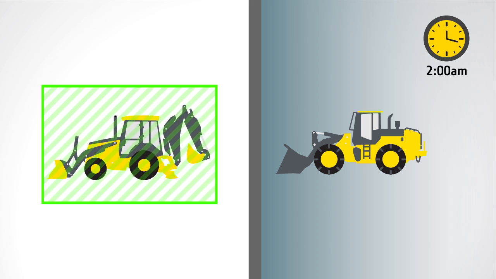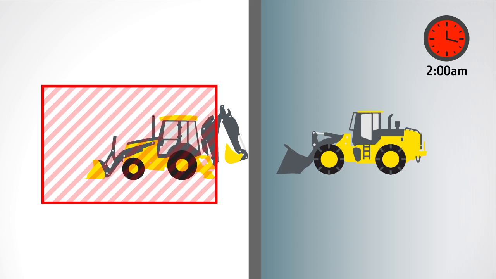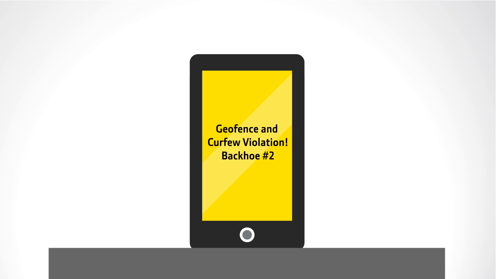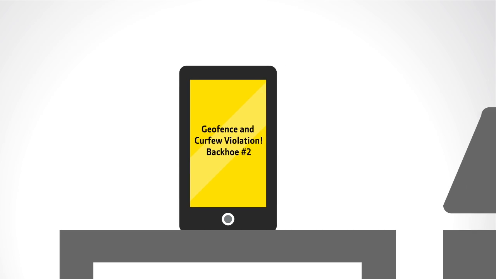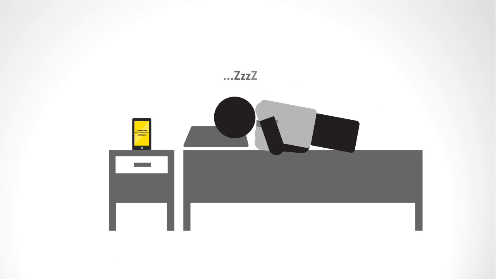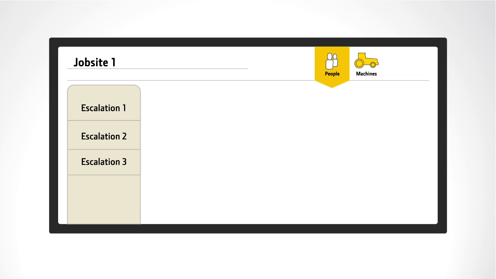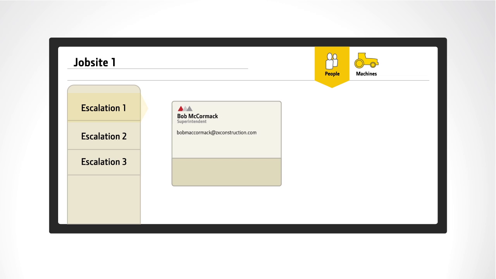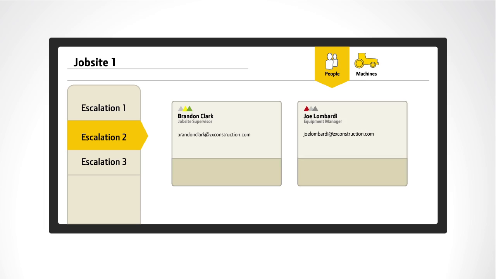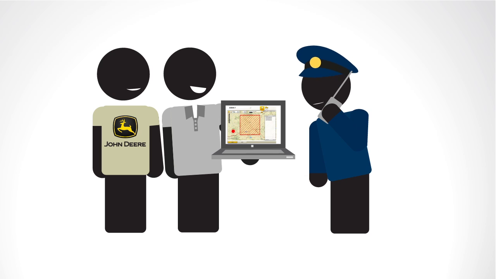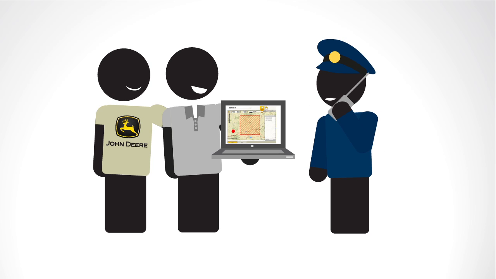If a machine leaves the geofence perimeter or is turned on outside of curfew hours, you'll be alerted by text, email, or through the JD Link app. And if the person who's meant to receive the alert doesn't act within a predetermined time limit, the alert can be set up to escalate to include more recipients at each level. You can even use location information to track down a missing machine, allowing you to better protect your company's assets and giving you more peace of mind.